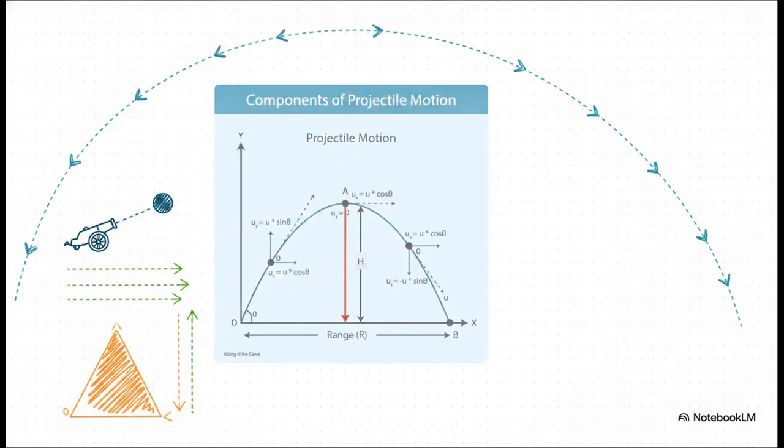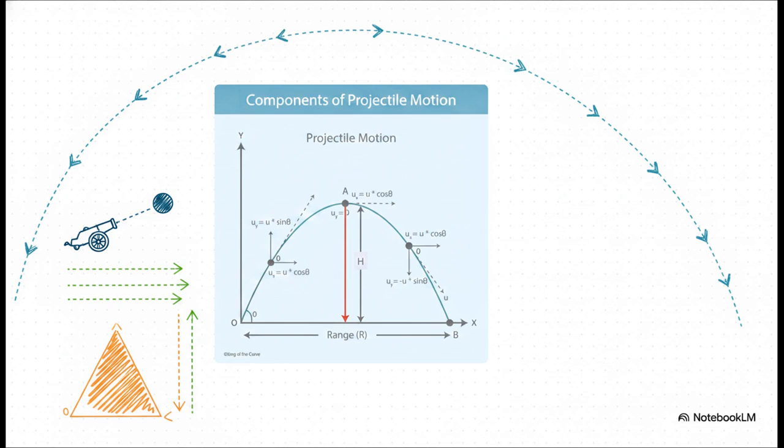Now, because we have to treat horizontal and vertical motion separately, our very first mathematical step in any problem is resolving the initial launch vector. If an object is fired with an initial speed, which we call u, at a specific angle, theta, we must break it down into its components. We use trigonometry for this, but hey, don't let it intimidate you.